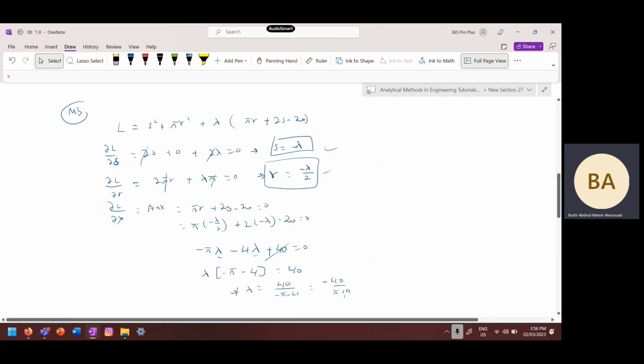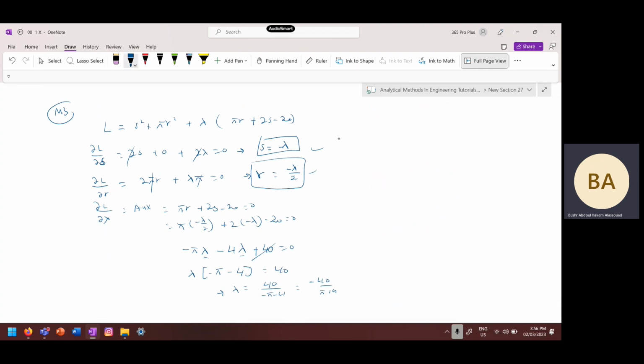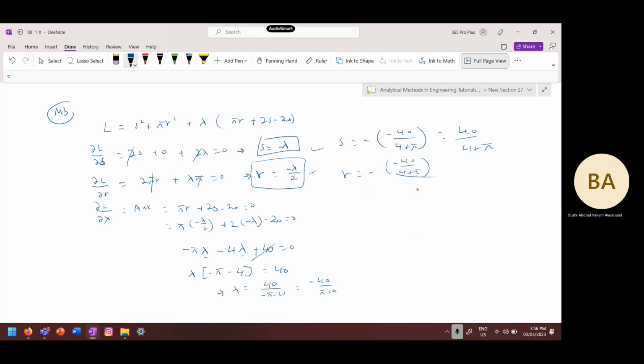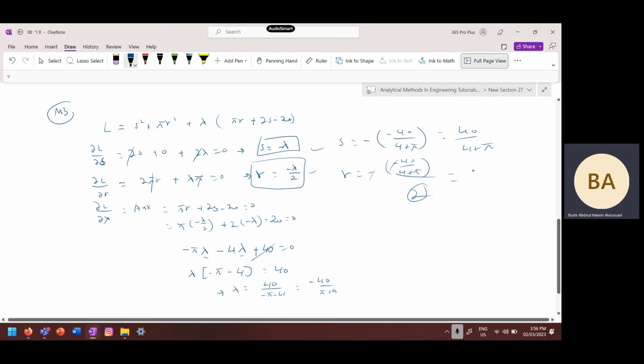Now we will use the values again of s and lambda. We can see that s is equal to negative lambda, so negative negative 40 over 4 plus pi, you'll get 40 over 4 plus pi. And as for r, it's equal negative negative 40 over 4 plus pi over 2. Negative and negative can be cancelled. 40 over 2. You will have 20 over 4 plus pi. And these are the same values that you found in the previous two methods.